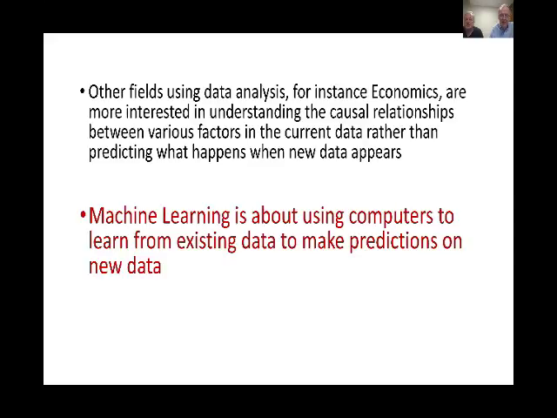I mentioned other fields, and I'm particularly thinking of econometrics. People in economics and econometrics are more interested in understanding relationships, like causal relationships between various factors in the data set, and they're not so interested in predicting what happens. They get some data in, but machine learning is absolutely all about seeing what happens when you get new data and trying to predict what happens from it.